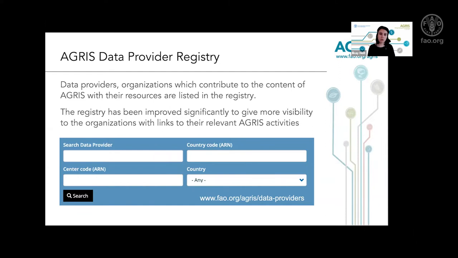It was always there, and we were always able to go by the country and find a data provider. But at the moment, there's also a search screen. There's a screenshot here. You can see who the data providers in your country are, and you can also search them by their name. You also see here the country code and the center code. This ARN means the AGRIS ID. Every AGRIS data provider is given a unique ID. That makes all the links to the registry. And also in the AGRIS database, you can identify your collections with this AGRIS ID. Plus, in your records, there's always a link to the data provider. Again, this AGRIS ID makes that possible.